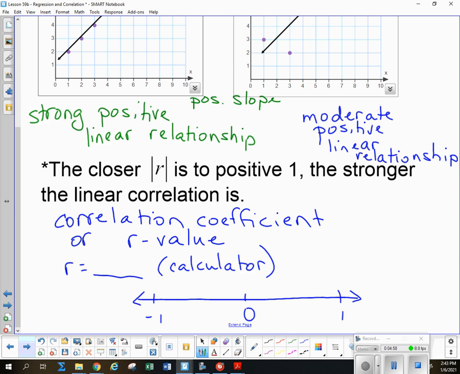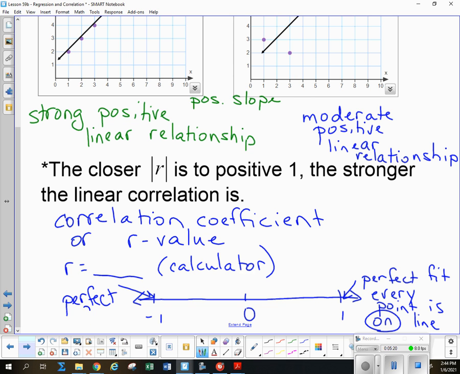If they are exactly 1, it is a perfect fit. Every point is on the line. If it is -1, same thing. I'll talk on the next slide about the difference between R being positive and R being negative. If it is 0, there is no relationship at all.